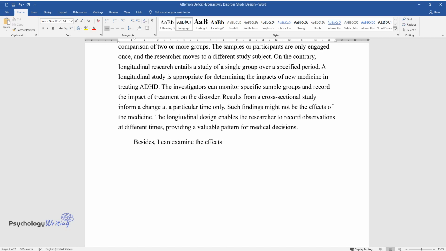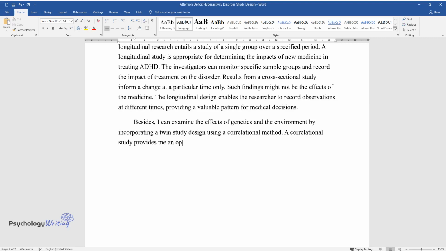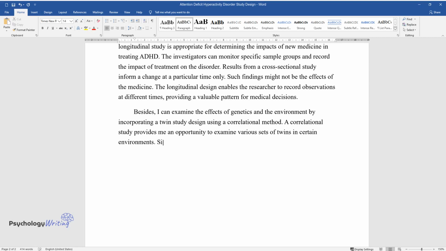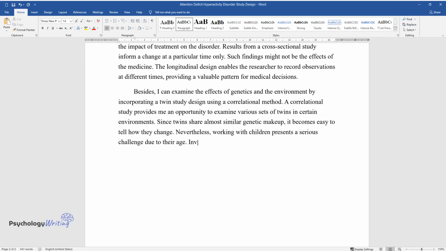Besides, I can examine the effects of genetics and the environment by incorporating a twin study design using a correlational method. A correlational study provides me an opportunity to examine various sets of twins in certain environments. Since twins share almost similar genetic makeup, it becomes easy to tell how they change. Nevertheless, working with children presents a serious challenge due to their age.